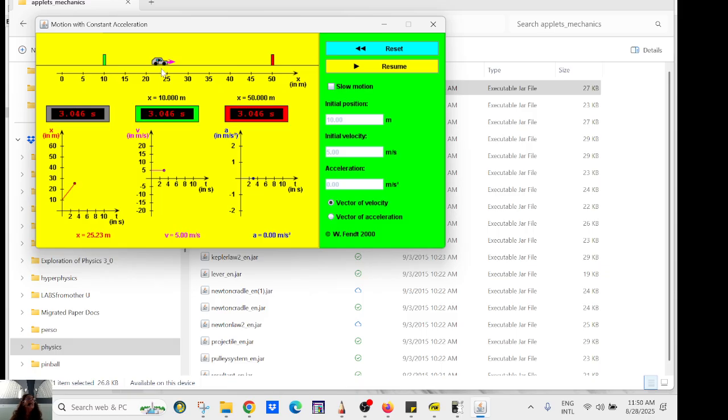What about the position? You are moving away from your starting point. So you start at 10, and every second you go 5.